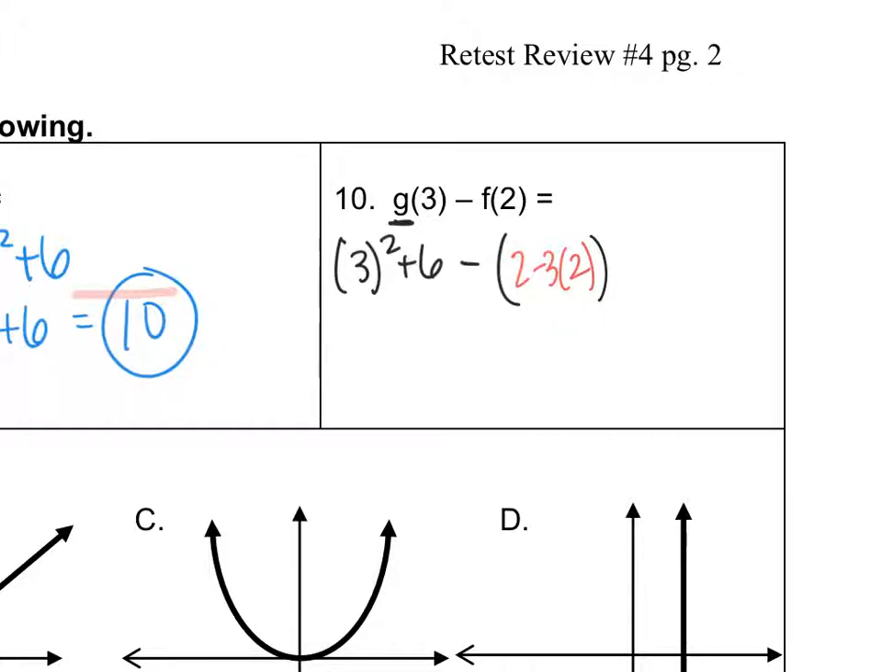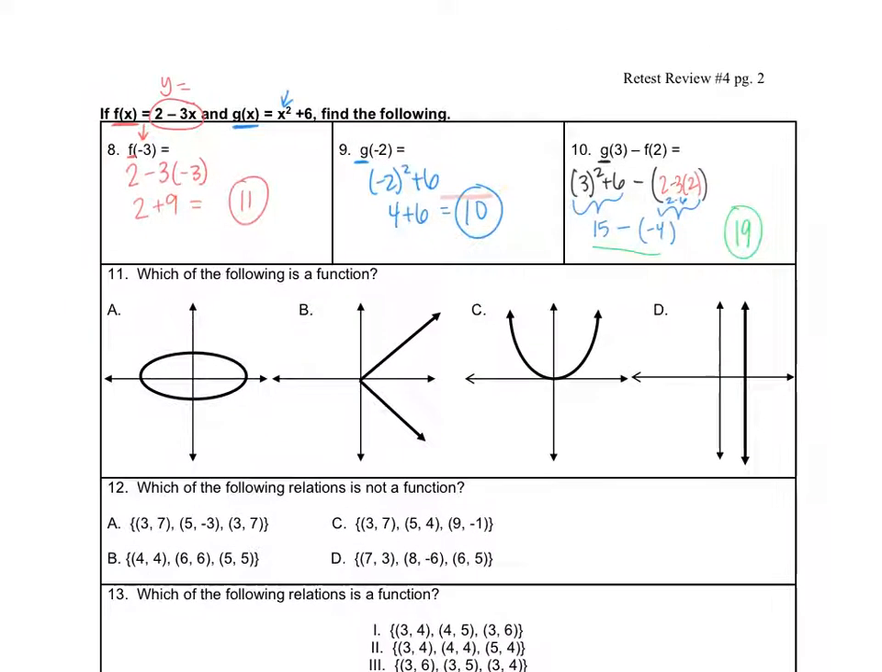So, this part, 3 squared is 9. 9 plus 6 is 15. This part, negative 3 times 2 is negative 6, so 2 minus 6 is a negative 4. Put this in my calculator, 15 minus negative 4, and we get positive 19.